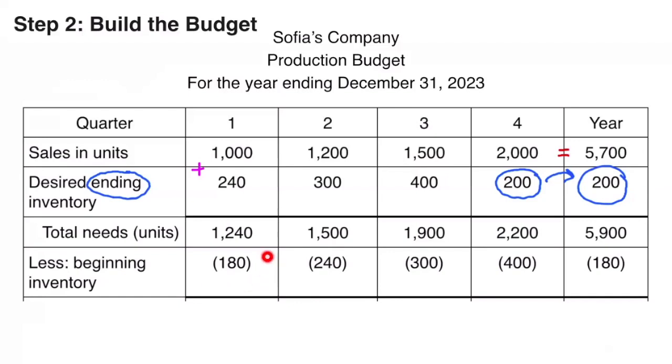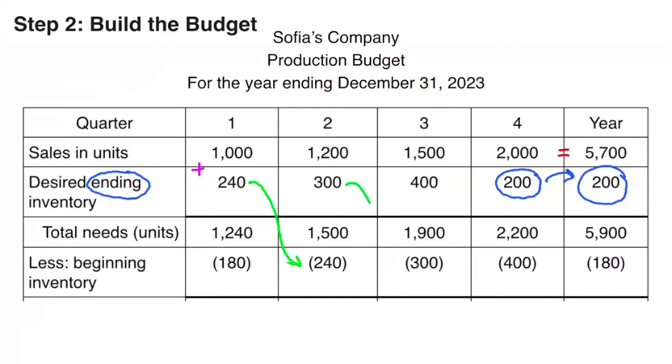So as you can see, again, this number was given to us in the question. Then you can see you end quarter 1 with 240. You're going to start quarter 2 with 240. Same thing if we take a look at quarter 3. The previous quarter is quarter 2. You end quarter 2 with 300, which means you're going to start quarter 3 with 300.